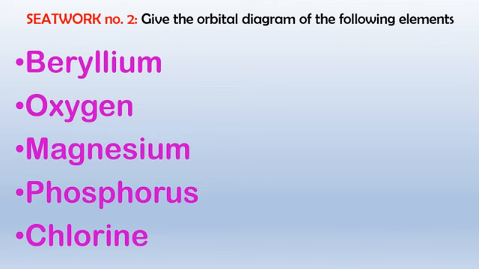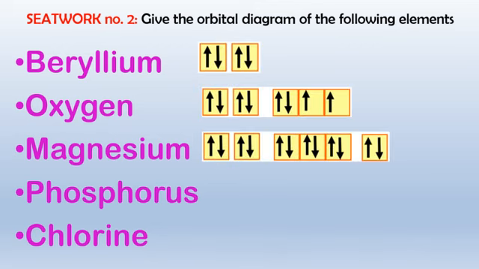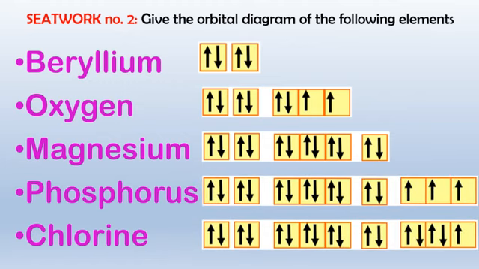Time's up. These are the answers for your sheet work number 2. Beryllium, oxygen, magnesium, phosphorus, and chlorine. So check your work so that you can have your score today. Let's proceed to the next one.